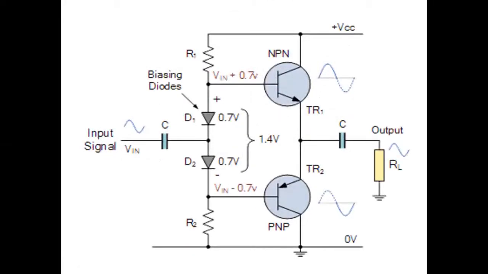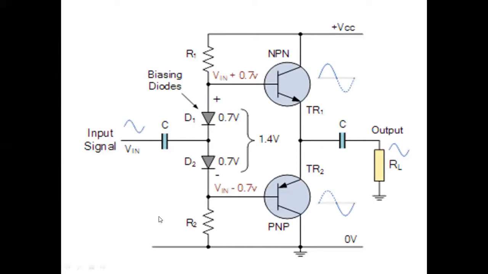In this figure, we are using two transistors, one NPN and another PNP. That means we are taking a complementary symmetry pair. In complementary symmetry class B, we take one transistor as NPN and another as PNP, whereas in the push-pull configuration, both transistors are of the same type, either both NPN or both PNP. Here we are taking a complementary pair: this is the NPN transistor, this is the PNP transistor.